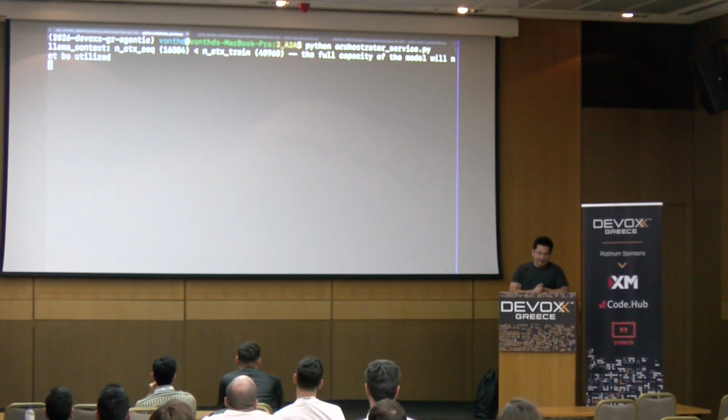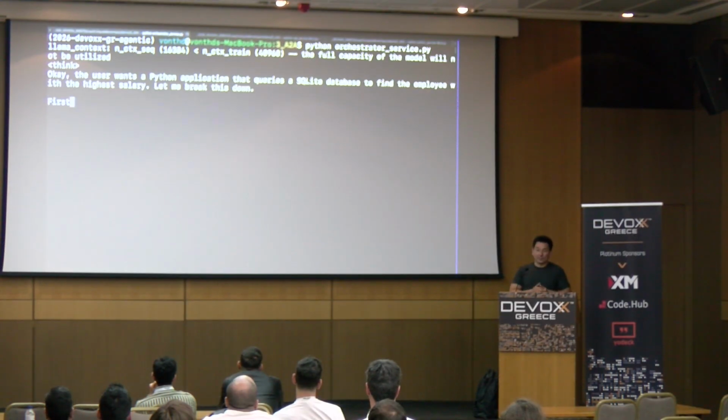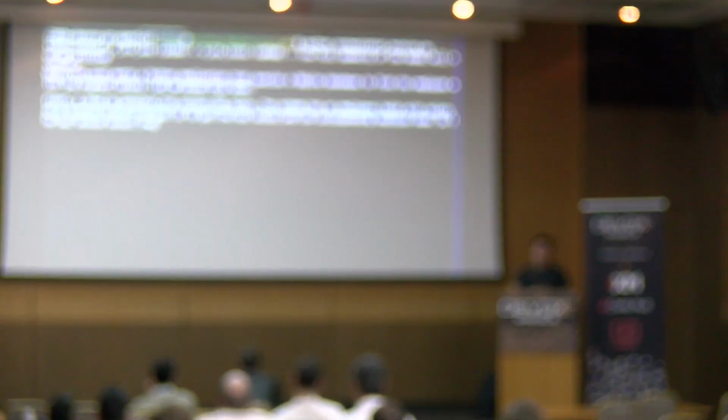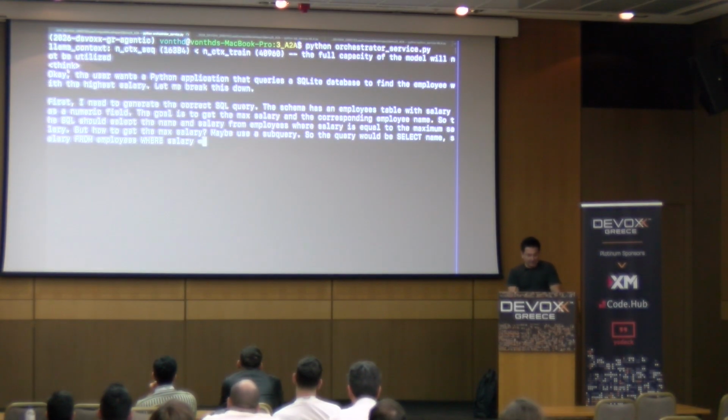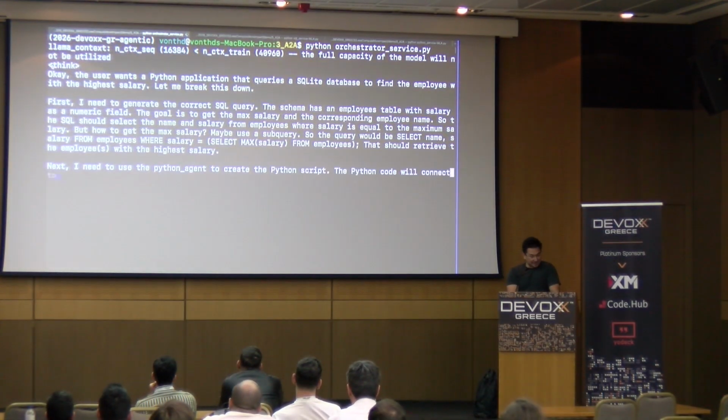The problem we're going to give it is, I want you to write a Python application that can query a SQLite database to give me the highest paid employee at a company. That's what we're going to have this agentic system work through. You can see right here, it's thinking.